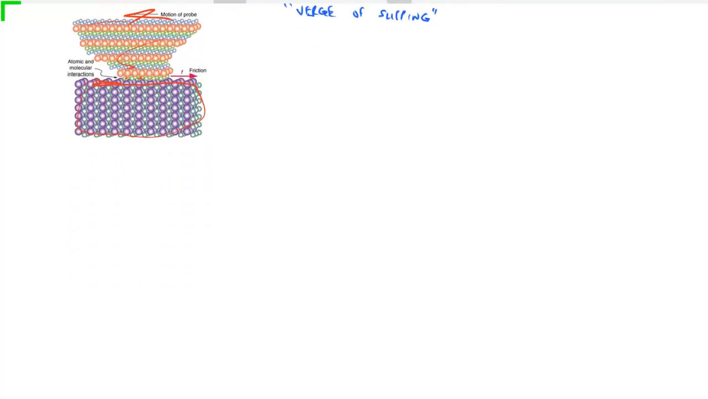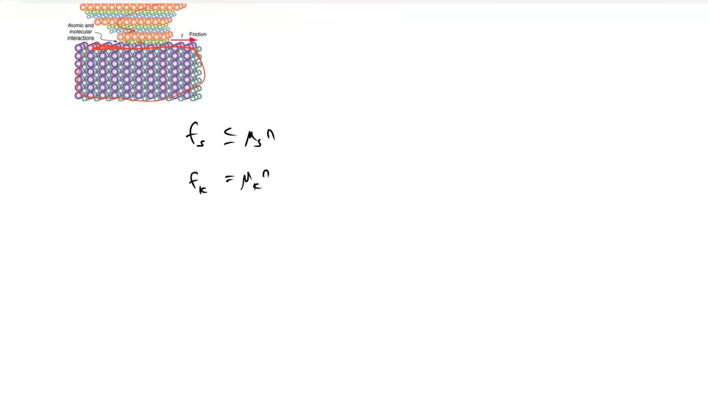So to summarize, the frictional force is parallel to the surface, which is perpendicular to the normal force. The static friction force is less than or equal to the coefficient of static friction times the normal force, and the kinetic friction force is equal to the coefficient of kinetic friction times the normal force. Oftentimes when solving problems, we'll need to look at the y direction first to solve for the normal force before we can find our frictional forces and solve in the x direction.